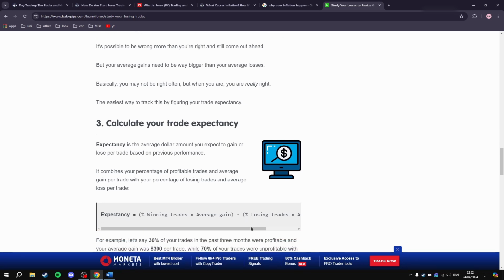It's possible to be wrong more than you're right and still come out ahead, but your average gains need to be way bigger than your average loss. Basically, you may not be right often, but when you are, you really are right. The easiest way to track this is by figuring out your trade expectancy.